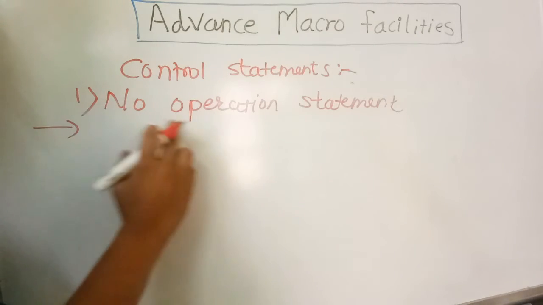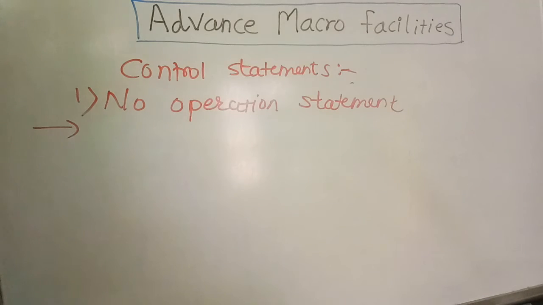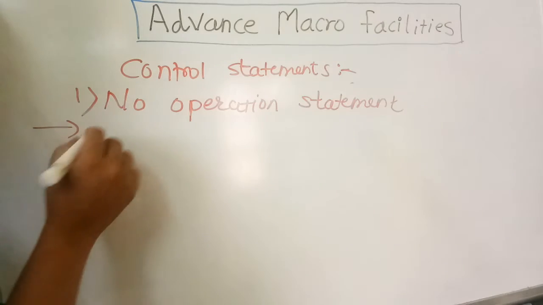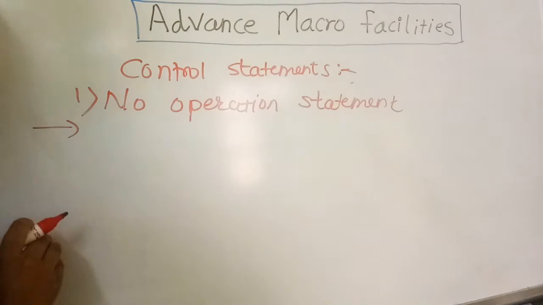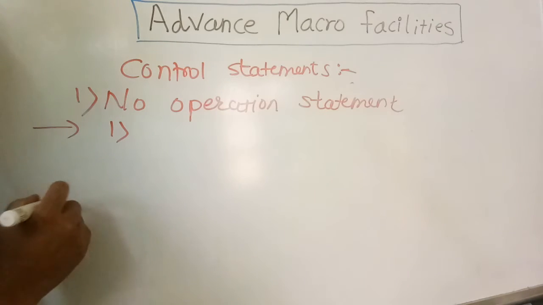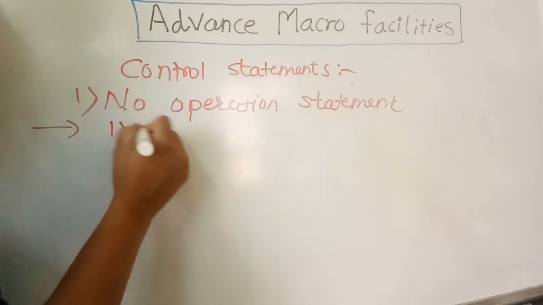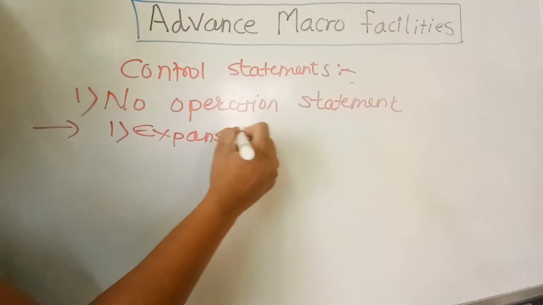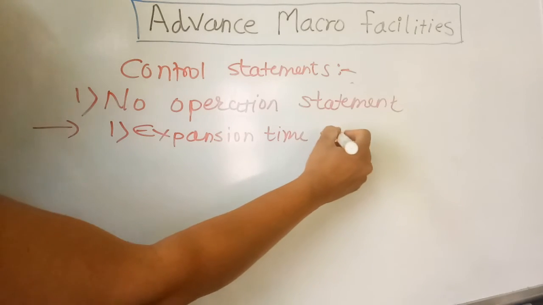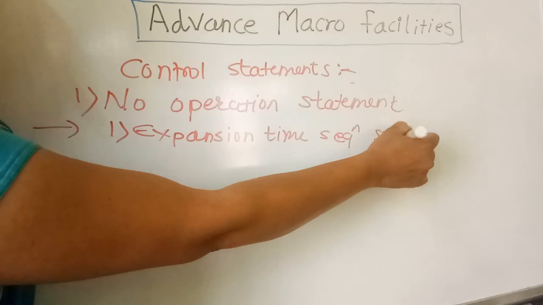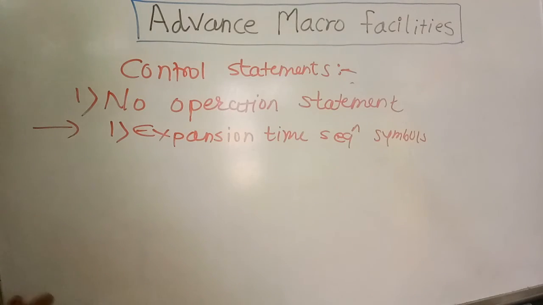But first of all, we will see the different types of no operation statements. These statements do not perform any operation during the execution. It has two types: the expansion time sequencing symbols, and the second type is the ANOP statement. First of all, we see what the expansion time sequencing symbol is.